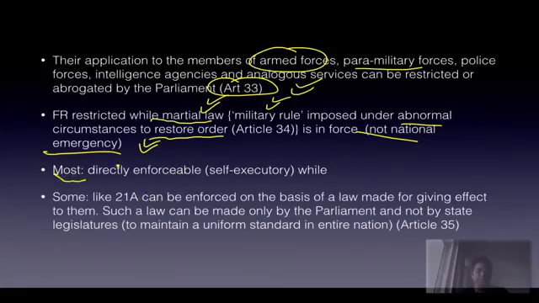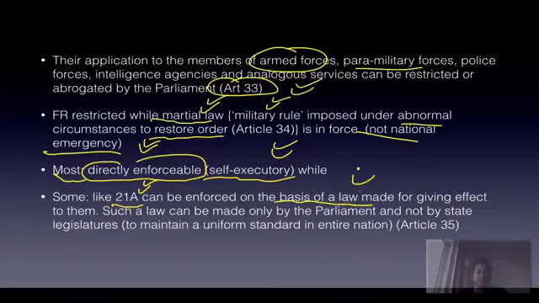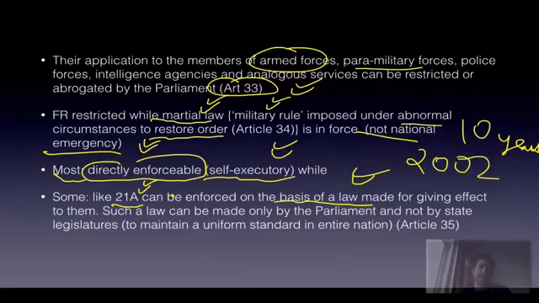And mostly it is directly enforceable, self executory. Is that understood? While certain rights like 21A, that is right to education, can be enforced on the basis of law for giving effect to them. That is, Parliament will have to come with the Right to Education Act, like the amendment happened in 2002, but the act was passed 10 years down the line. So when the state has the resources, then these fundamental rights will be made a law, and it can only be done by Parliament under Article 35 and not state legislature, to ensure a uniform standard in the entire nation.